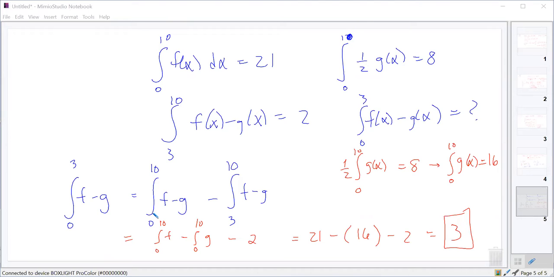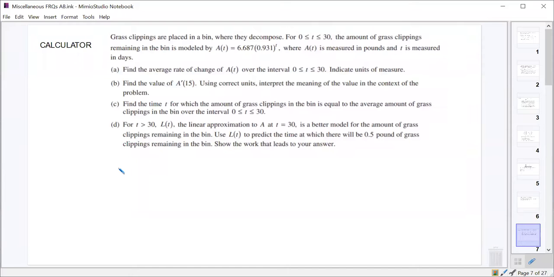All right, so for part A, we want to find the average rate. I have to show this problem. We're still looking at, yeah, I gotcha. Now you can see it? Yes. Wonderful. All right. For part A, we're going to find the average rate of change of A of t over the interval.